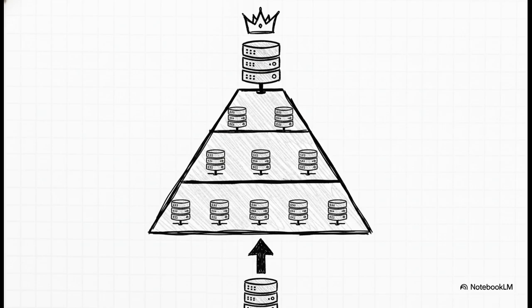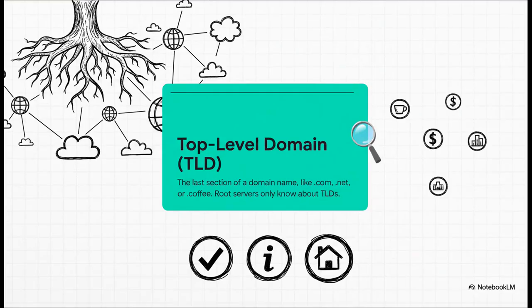Now, there are only 13 of these root server constellations in the entire world, and they are the absolute foundation of this whole system. But the thing about these root servers is they're big picture guys. They don't know the specific IP for networkchuck.com. They only care about the very last part of the name, the top-level domain, or TLD, like .com, .org, or even .coffee. Their only job is to point you in the right direction, to delegate.